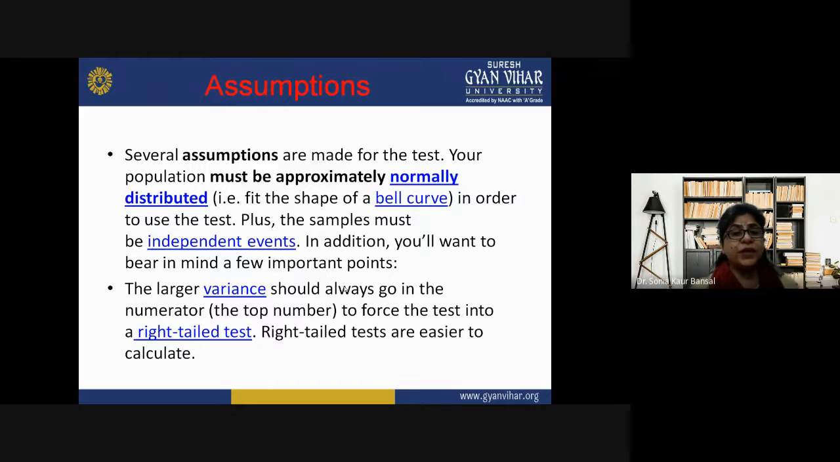Yes, one more important MCQ, or one more important question, comes up for NET examination aspirants: which tests are easier to calculate? The correct answer is right tail, not left. So when the distribution is going towards the right side, it is easier for the researcher to calculate. So the larger variance should always go in the numerator, the top number, which I told you, the larger number, and the bottom number would be the smaller number. So these are the assumptions when we do the F test.